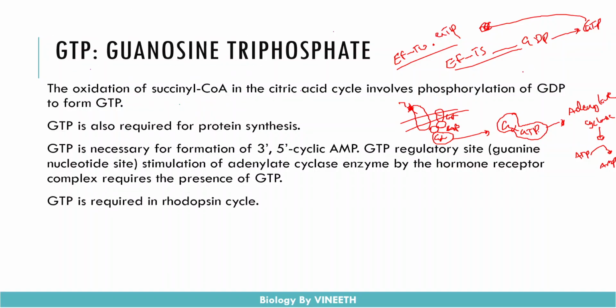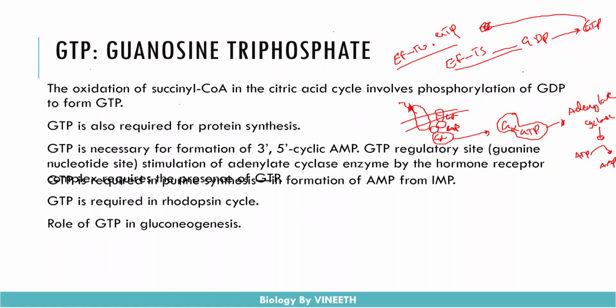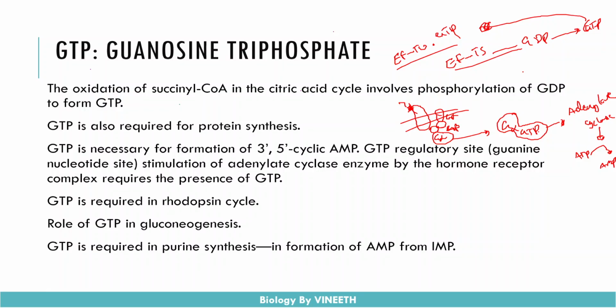So one major role is in the signal transduction pathway, and as I have told you, in the rhodopsin cycle or the vision cycle, GTP is also required. GTP is also required for the gluconeogenesis pathway, and it is also required for purine synthesis. So when we talk about the inosine monophosphate biosynthetic pathway, the synthesis of inosine monophosphate, we will see how this GTP is involved in the biosynthetic path.